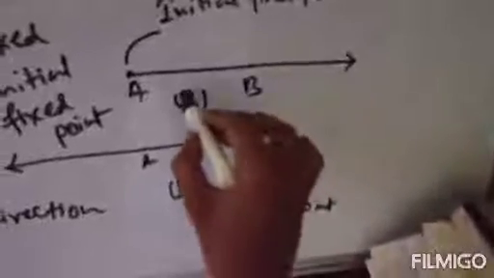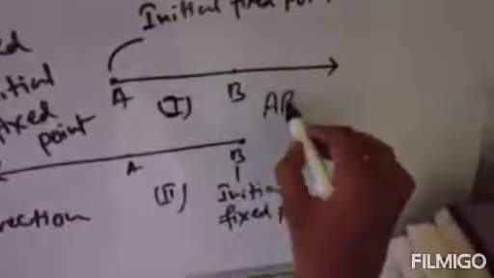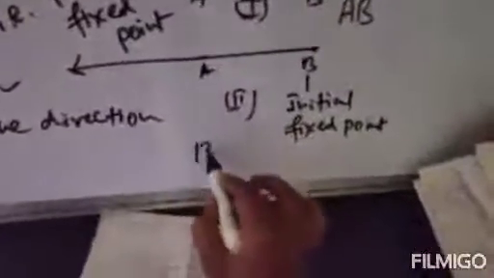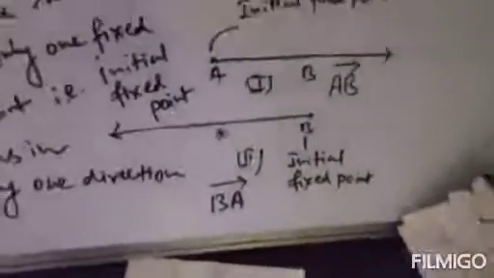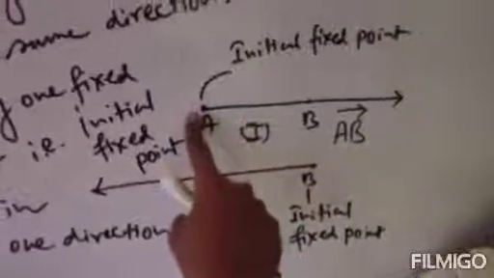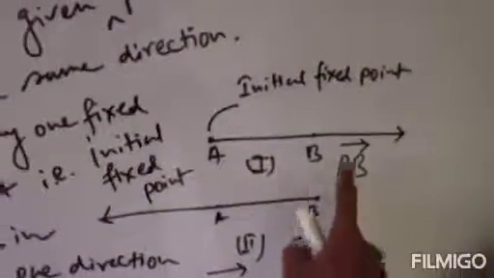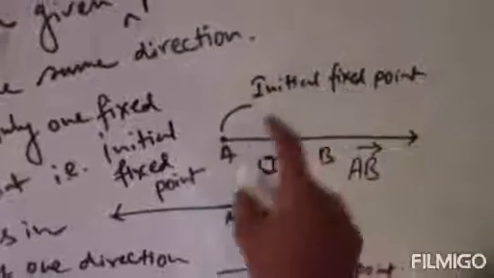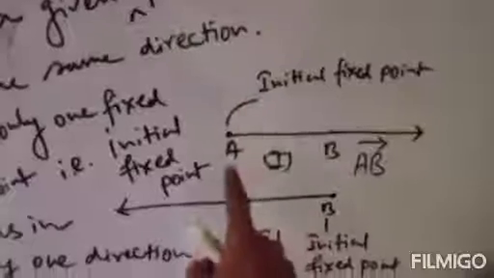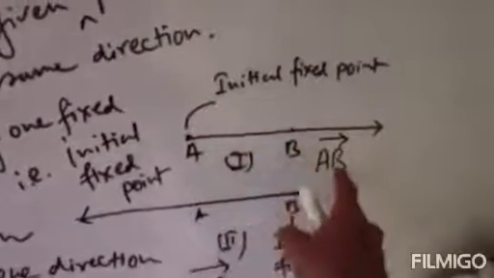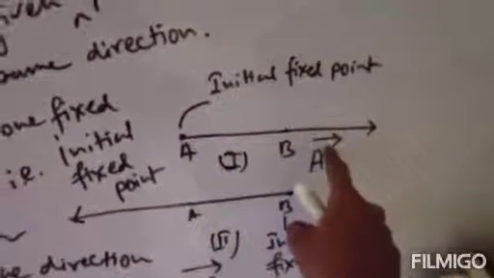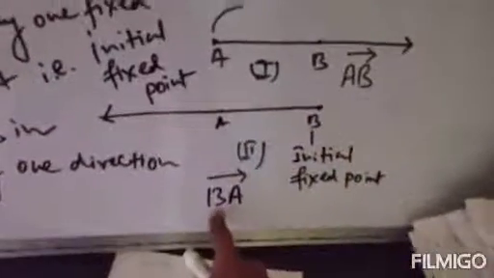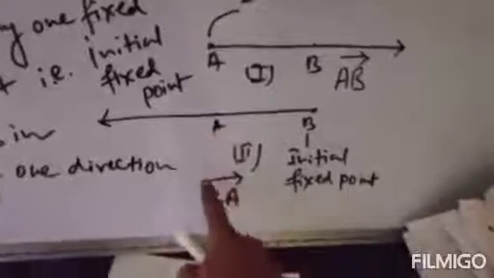If you see diagram 1, the ray will be AB like this, and in case of diagram 2, you will represent the ray as BA, because A is the fixed point in diagram 1, so the fixed point should be written first. In diagram 1, A is the initial fixed point. So when you represent a ray, just write the initial fixed point first, then the other point, and make an arrow sign over AB. But in case of diagram 2, B is the initial fixed point, so write the initial fixed point first, then the other point, and make an arrow sign.